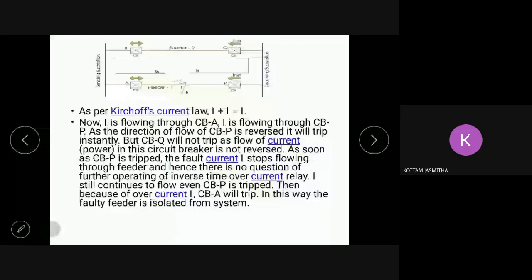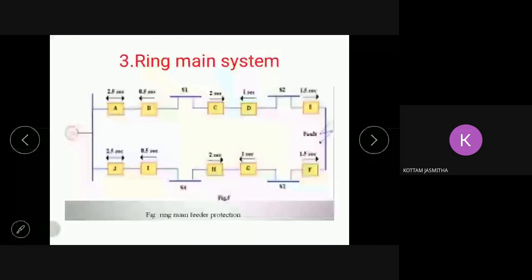And third one, the ring main system. Ring main system means the feeders are connected in such a way that the feeders and sources form a ring. Suppose here this is the source.